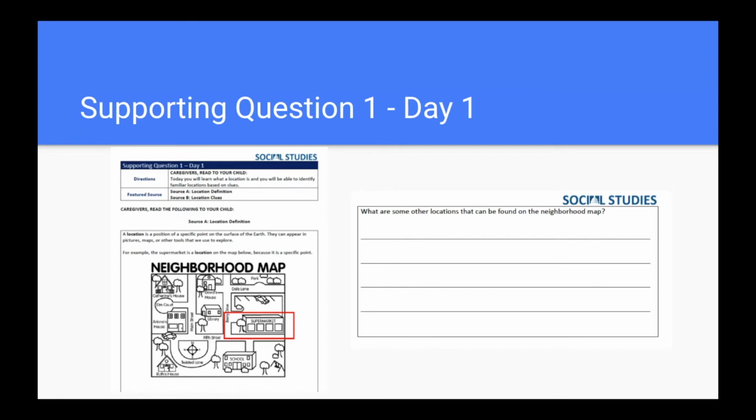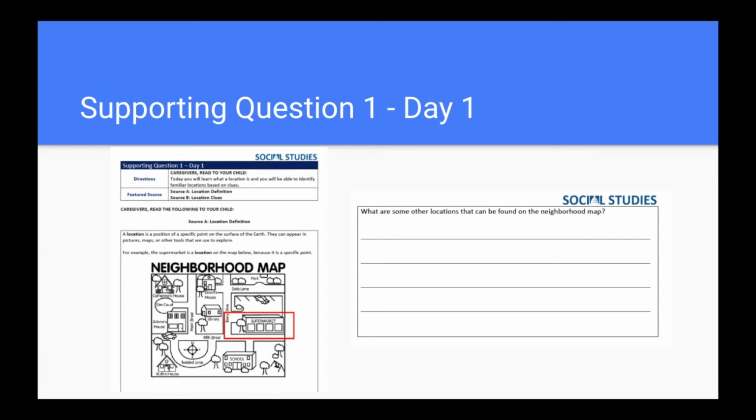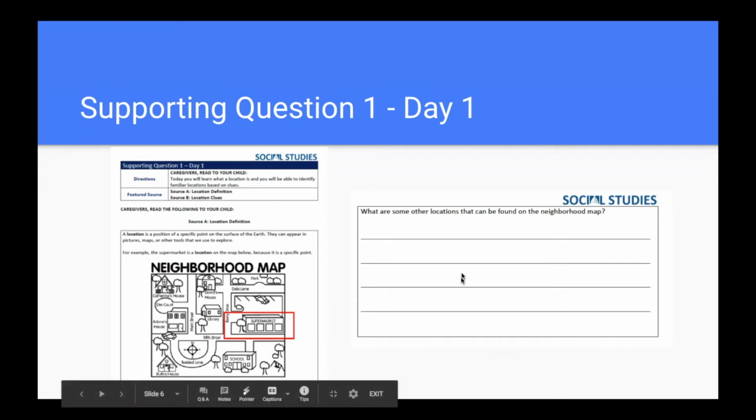So now you're going to look for other locations on this neighborhood map. Remember, the supermarket had a symbol and a label. What other locations like this can you find on the map? Are there symbols you recognize without labels? Can you figure out what they represent? Make a list of the other locations you find on the map on these lines here.